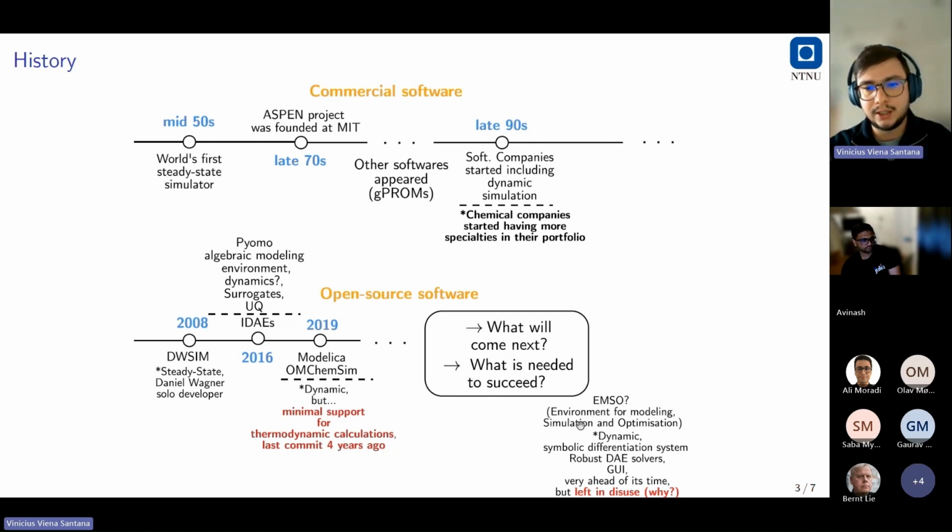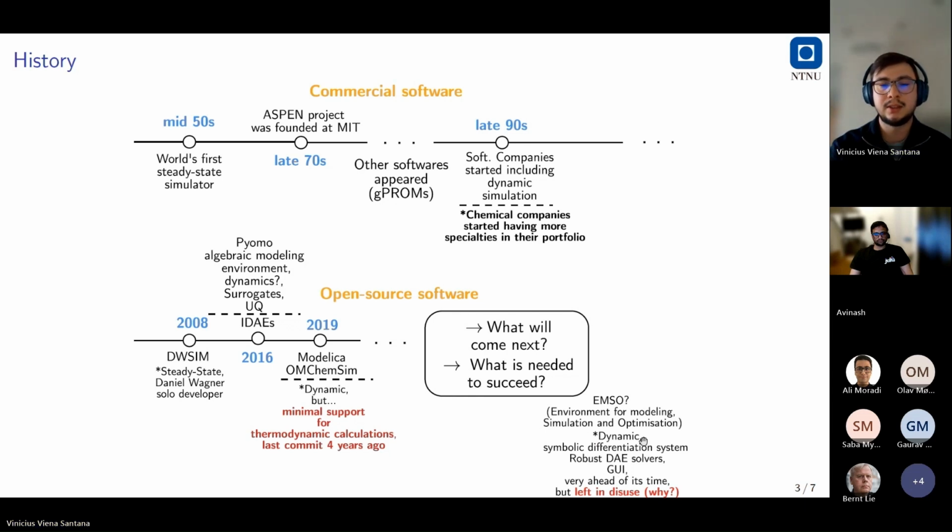And then I can't forget to mention the EMSO library. It's an environment for modeling, simulation, and optimization, which dates back to 2003. It was developed by some researchers in Brazil, and it supported dynamic simulation. It had a symbolic differentiation system, robust DAE solvers with good initialization algorithms as well. It had a GUI interface. It was very ahead of its time for 2003, and it was free at the time, but it was left in disuse. I don't know the reason why.